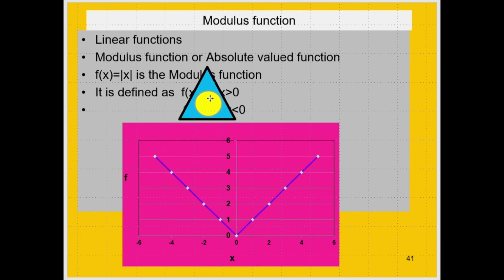Modulus function or absolute valued function. F of x equal to mod x is the modulus function. It is defined as f of x equal to x when x greater than 0, f of x equal to minus x when x less than 0. It is shown in the graph.